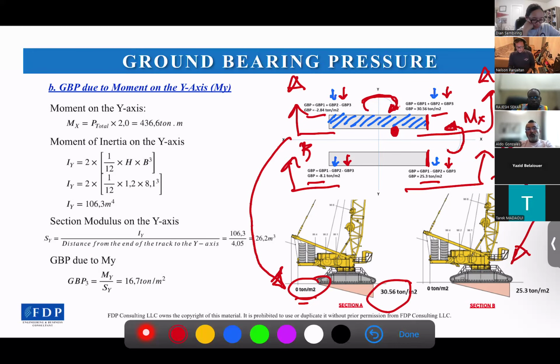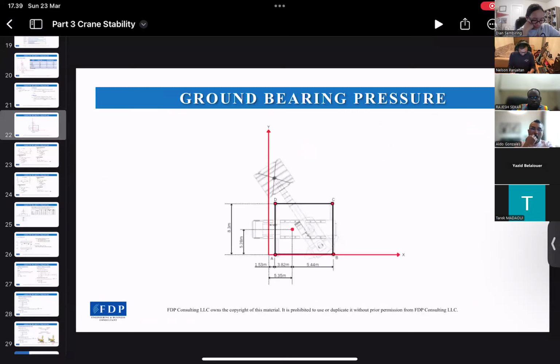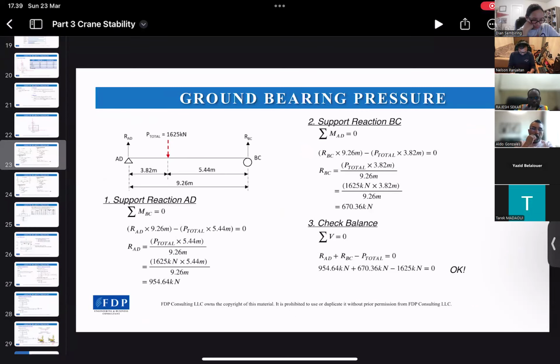What about telescopic cranes, Nelson? The telescopic crane is here.